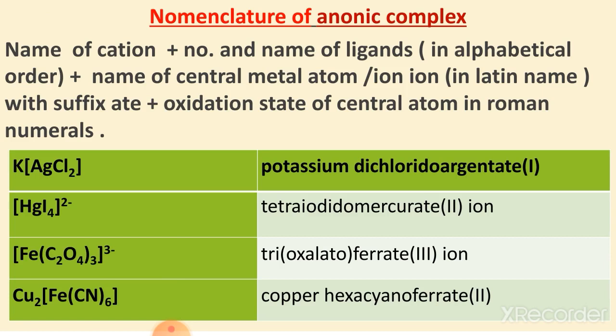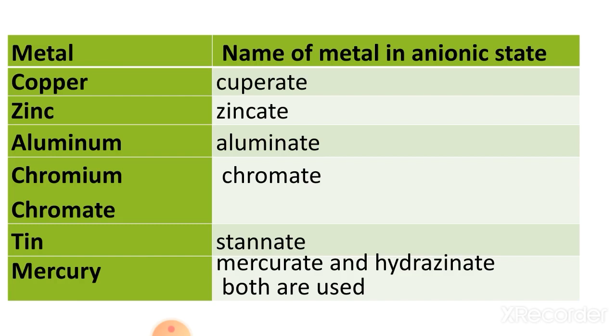Here the C2O4 carries 2 minus charge, so 6 minus comes from the oxalate ions. So x minus 6 equals minus 3, so x equals plus 3. Now Cu2[Fe(CN)6]. This is again the same thing. The name of the cation is copper, then the number of ligands is 6, the name of the ligand is cyano, and here again ferrate. So the name of the complex is copper hexacyanoferrate(II). By this way you can write the nomenclature of an anionic complex.